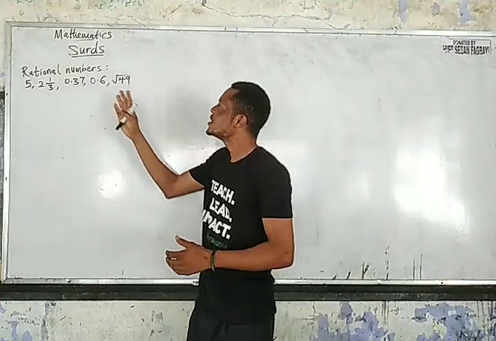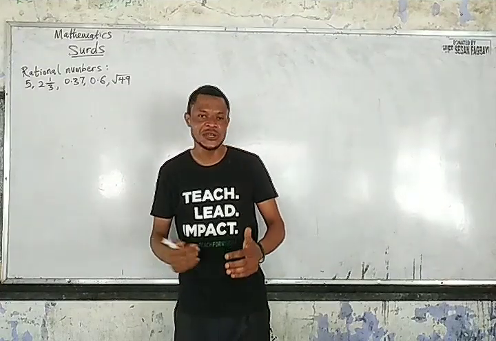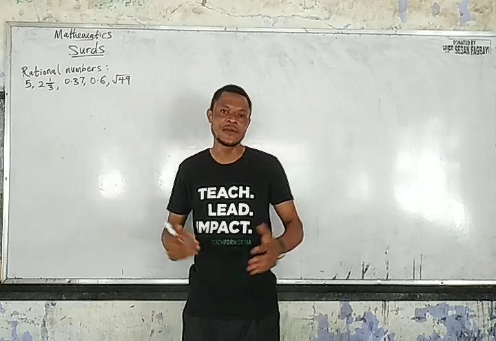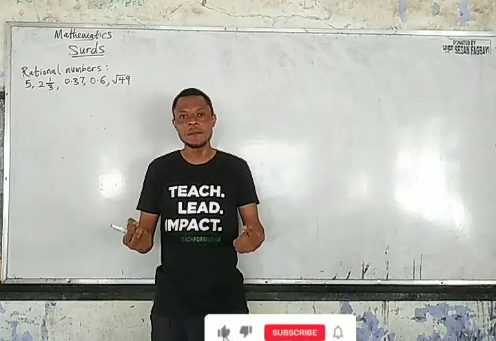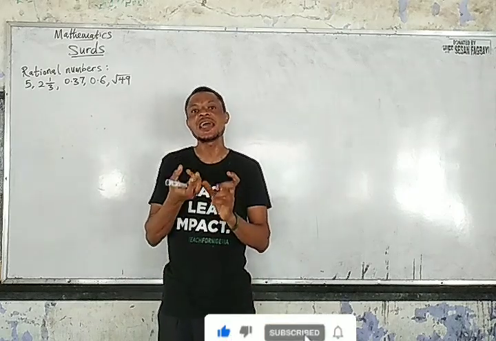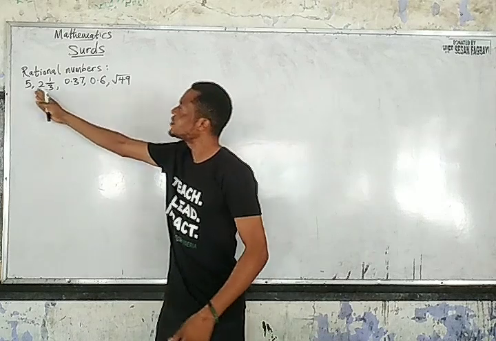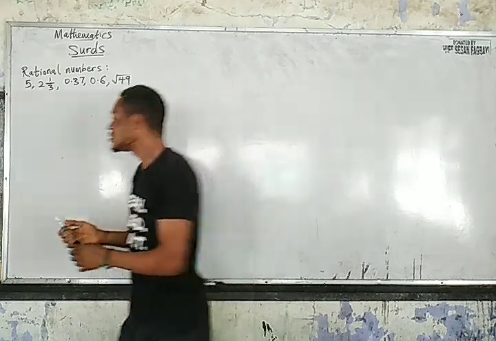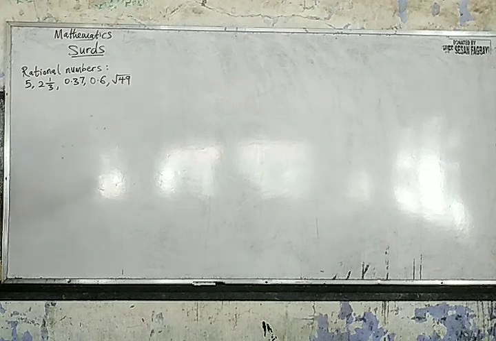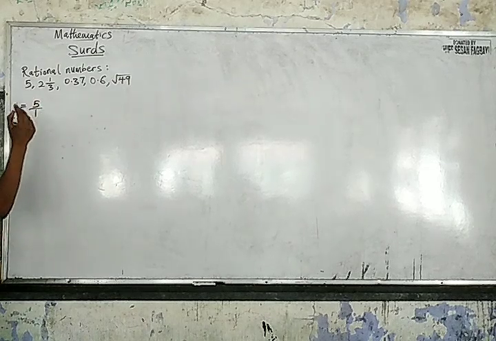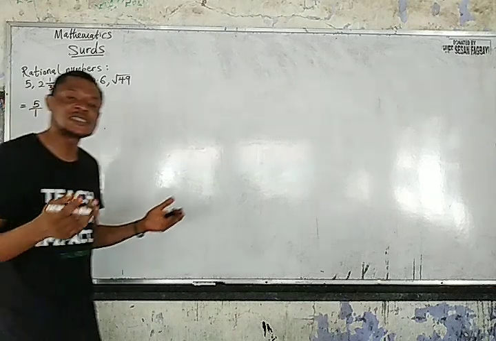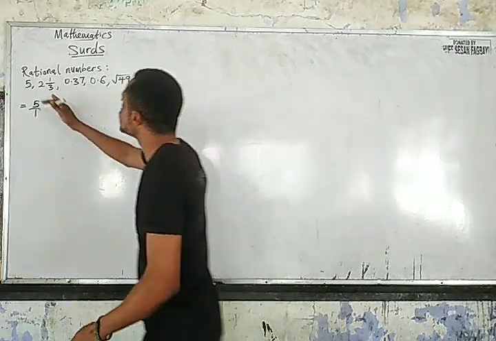Here we are. These numbers are rational numbers. And what are rational numbers? Rational numbers are numbers that we can simplify in order to get the exact fraction. So looking at this 5, we can process this 5 in fraction to become 5 over 1. 5 over 1 is still the same thing as 5.